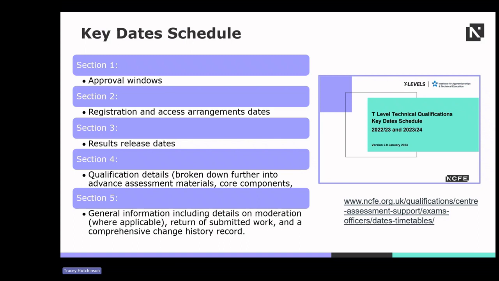The KDS is structured such that common dates agreed across awarding organisations, or AOs, are shown if common to all T-level qualifications, or across NCFE delivered subjects if only common to all NCFE T-level qualifications. And it takes the following design. So it moves from section one through to section five. So please review all these sections in detail because they have some really important components that will help support you in your delivery.